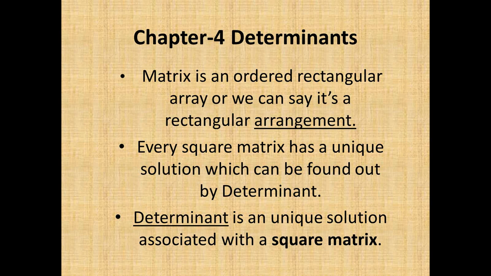So for that we have come to a study of a determinant, which is a unique solution of a square matrix. That means every square matrix, whether it's 1 cross 1, 2 cross 2, 3 cross 3 and so on, has a unique solution associated with it, and that unique solution is known as a determinant. So determinants we will find out only of a square matrix, that is what I have highlighted.